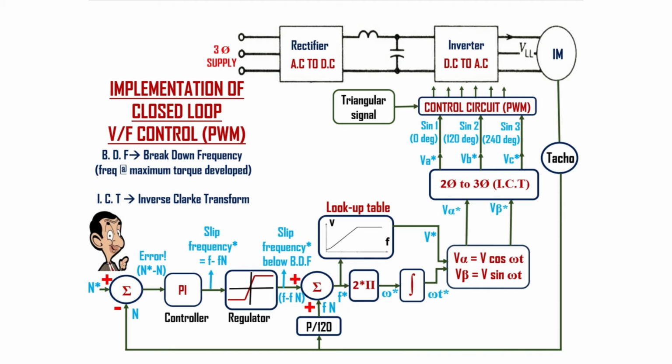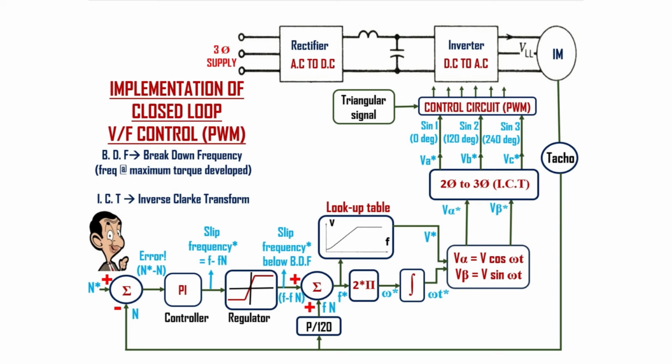So the first step is to sense the actual rotor speed n using a speed sensor. The desired rotor speed n star can be given by any non-technical person. Both n star and n are compared in this error generator, which generates the error equal to n star minus n. This error will be given to the PI controller, and the job of the PI controller is to change its output until the input error is 0.